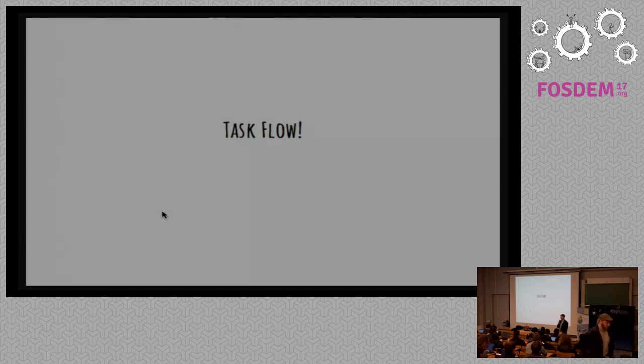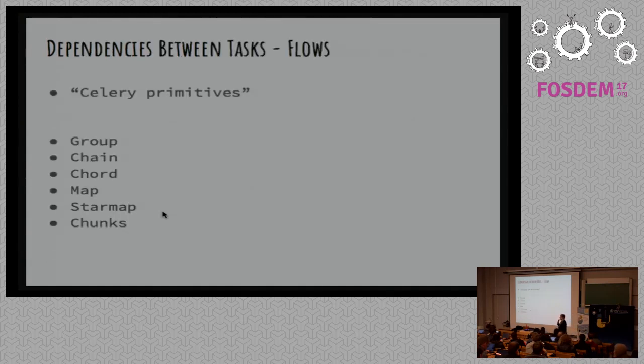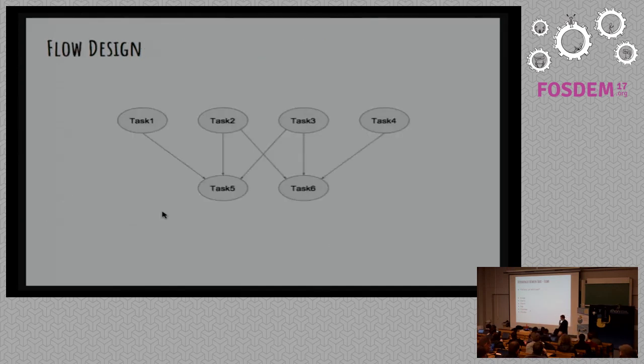Now let's discuss some flows. In the real world, you have some tasks that have time or data dependencies between them. So let's model something like that. We have six tasks, and there are dependencies between these tasks, as shown in the picture. With Celery, there are some primitives that allow you to group tasks, like group, where you can execute tasks in parallel, or chain, where you execute one task after another.